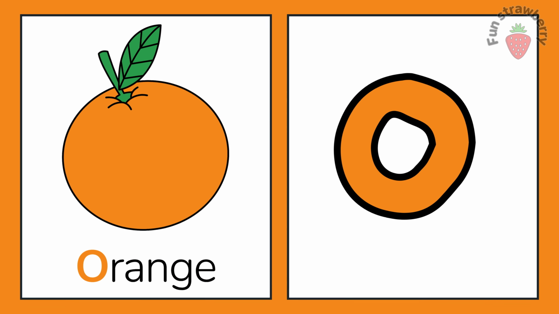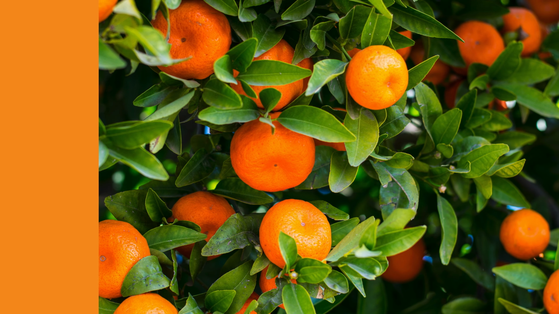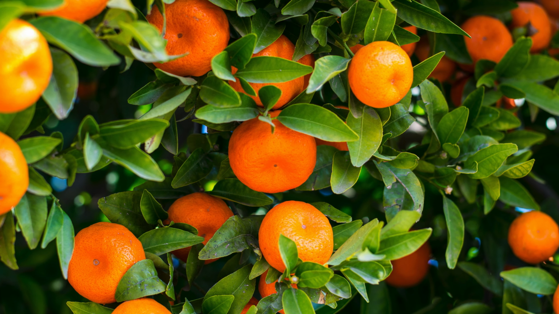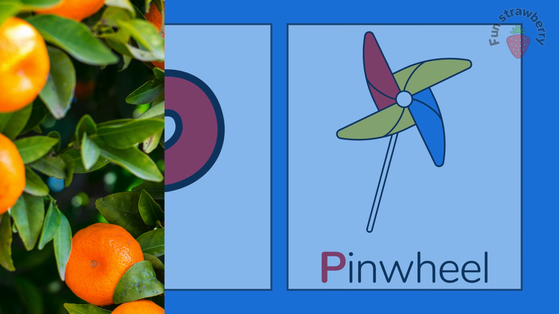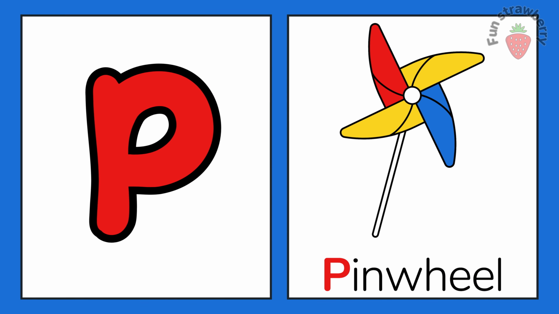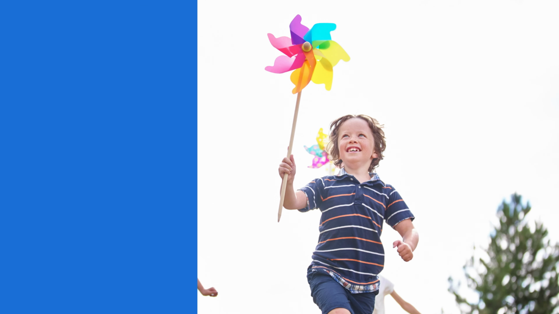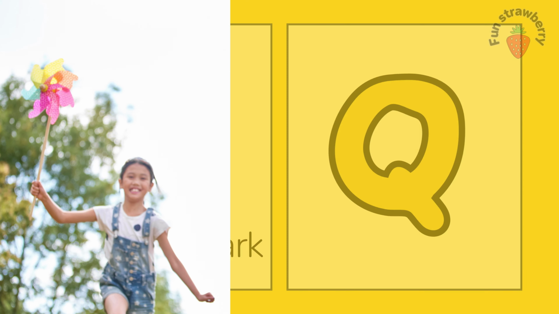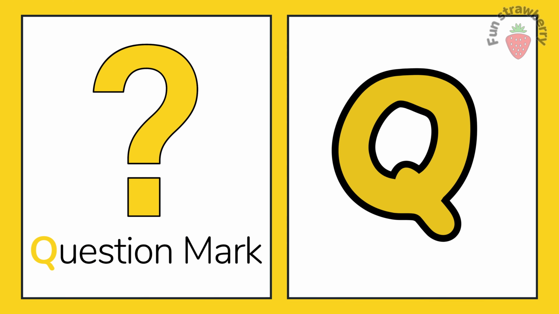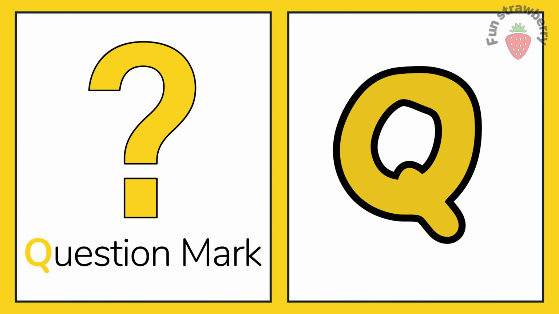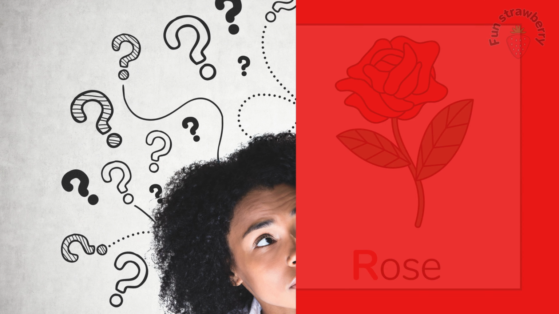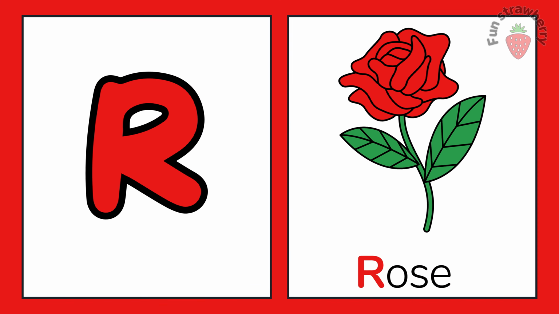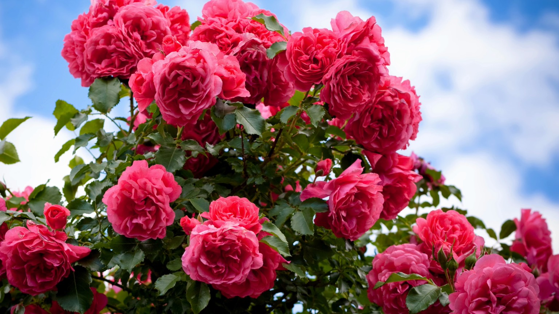O for orange. This is orange. P for pinwheel. This is pinwheel. Q for question mark. This is question mark. R for rose. This is rose.